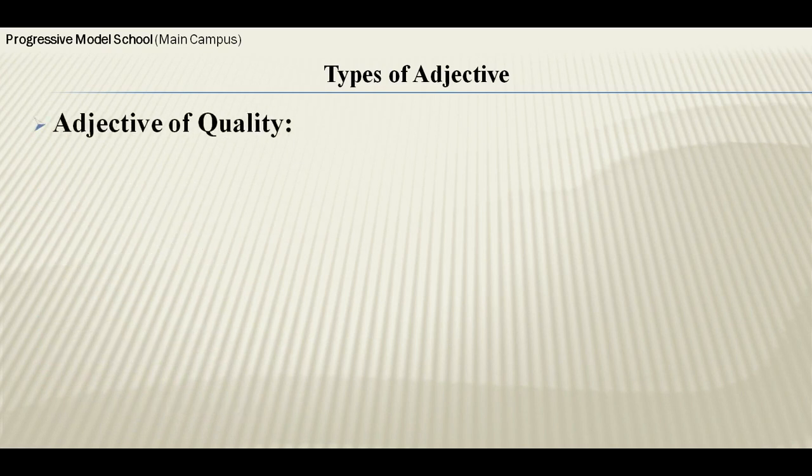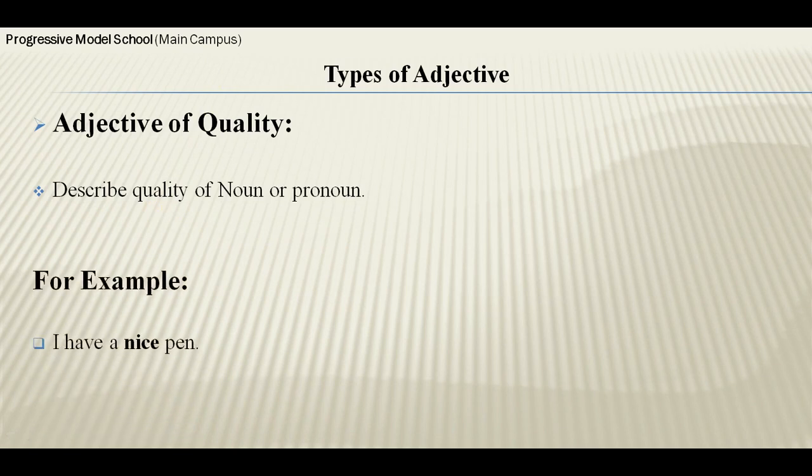Adjective of quality. These are words that describe the quality of a noun or pronoun. Note the word quality here. Let me give you an example to make it more clear. I have a nice pen. Here, what is the quality of the pen? It is nice.